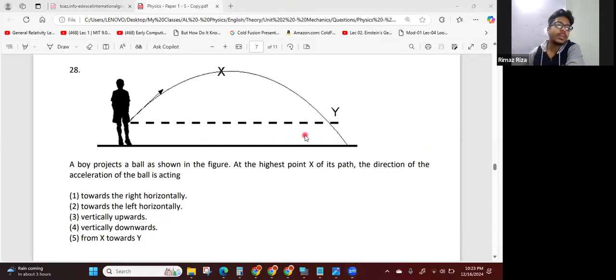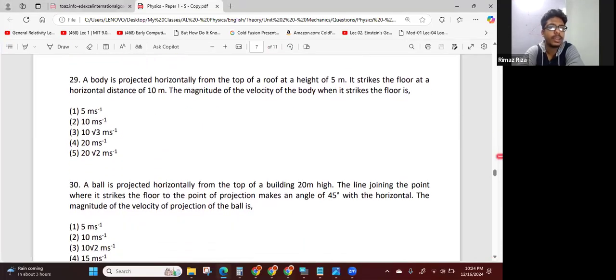All right, so here the object is going under gravity. So throughout the motion, the gravitational acceleration is vertically downward, always vertically downward, right? Towards the Earth's center. g is always vertically downward. So vertically downward is the answer. The acceleration is always vertically downward. Good. Okay, do the 29th question.